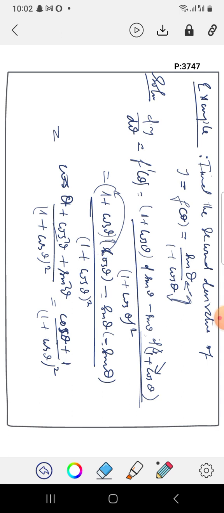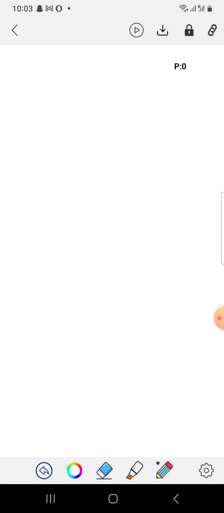Oh, interestingly, that's the same thing as the bottom. So we can cut off this one and cut off this square. And we're going to have 1 over 1 plus cos theta. That's the first derivative, ladies and gentlemen. So we save it because we need to do the second derivative now.